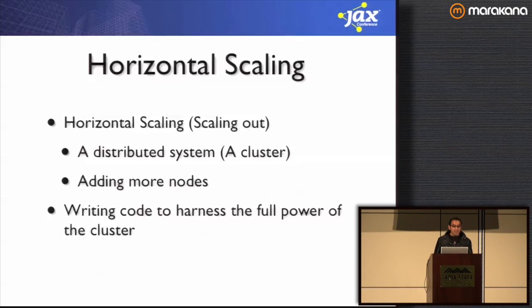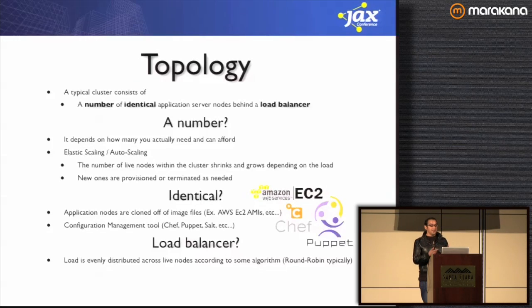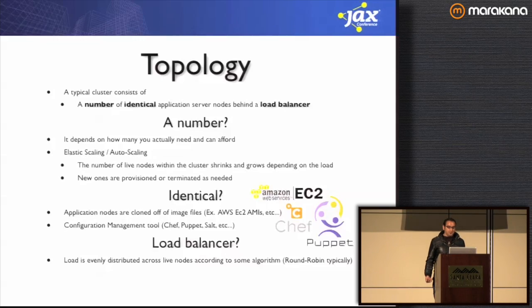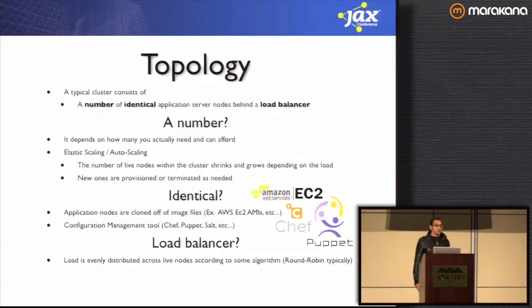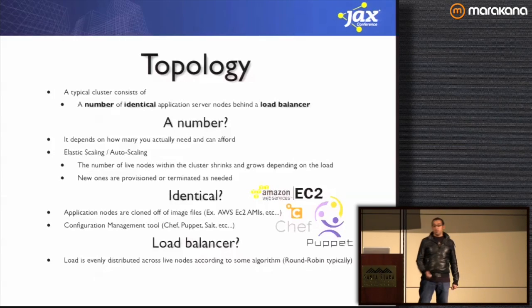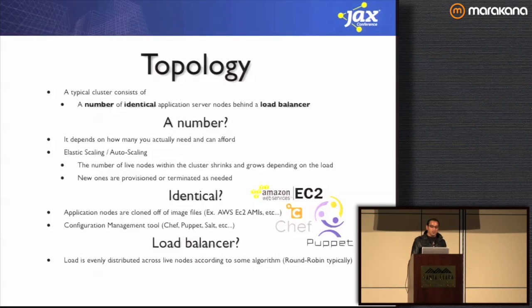So we're talking about a topology like this, a typical cluster that has a number of identical application server nodes behind load balancers. I've got number, identical and load balancer in bold. When we talk about a number of nodes in a cluster, it depends on how many you need and can afford. You can have a cluster of 100 nodes, you can have a cluster of two nodes. This brings us to the topic of elastic scaling or auto-scaling, which means the number of live nodes depends on the load your application is under. A new node will be provisioned if there is more load, and the size of the cluster will shrink if you don't need that capacity anymore. That's a typical practice.